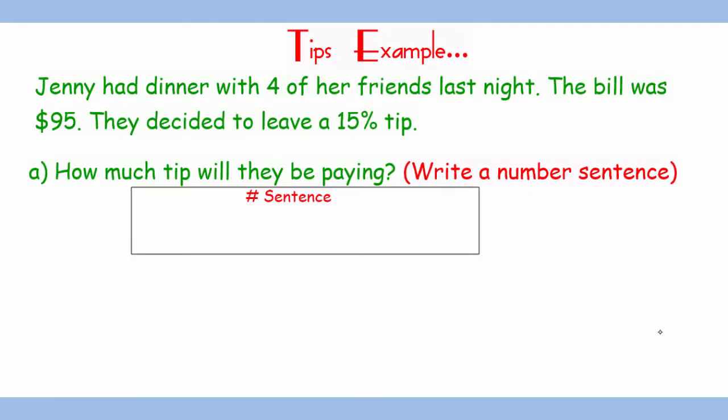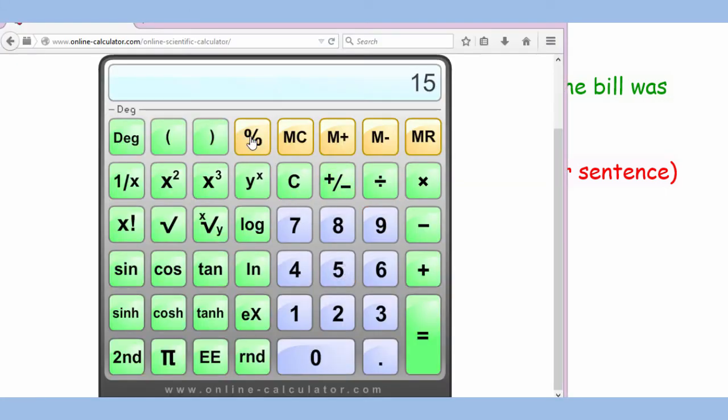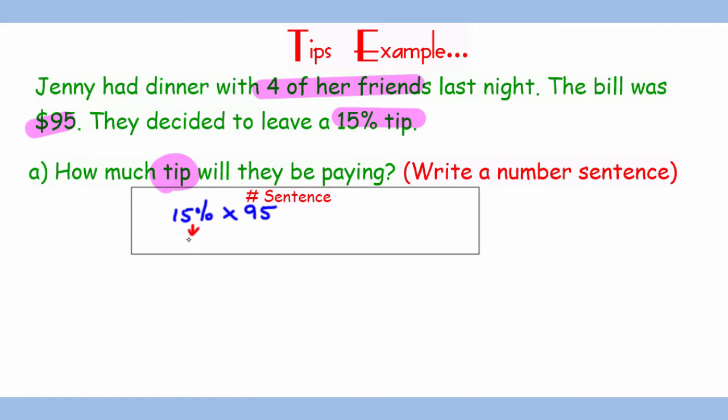Now let's begin with the tips question. Jenny had dinner with 4 friends last night. The bill was $95 and they decided to leave a 15% tip. So question A says, how much tip will they have to be paying? So how do you write a number sentence for this one? You want 15%, which is the tip you're paying, of, which means times, the $95. If you put 15% into the calculator, you again will be getting 0.15 times 95.